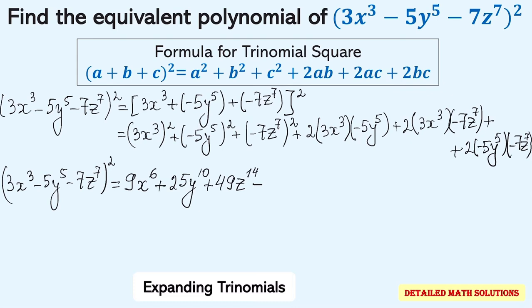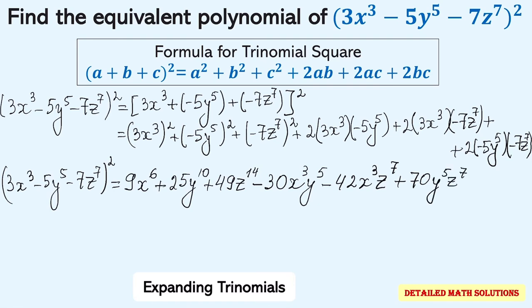minus 2 times 3 times 5 is 30 x³y⁵. 2 times 3 times negative 7 is minus 42 x³z⁷. Then I have 2 times negative 5, which is negative 10, multiplied by negative 7 is plus 70 y⁵z⁷.